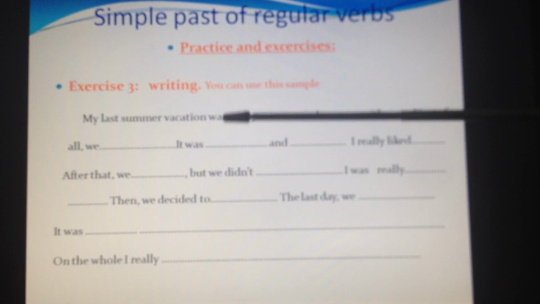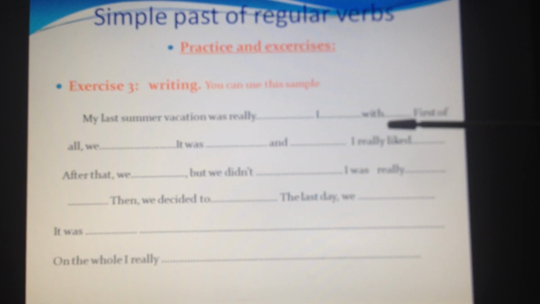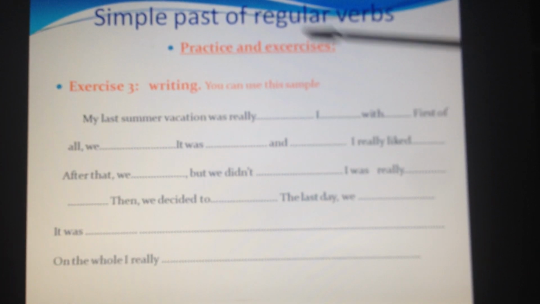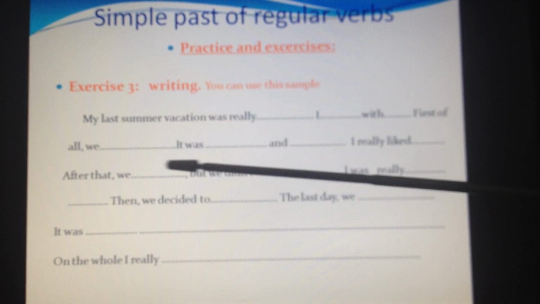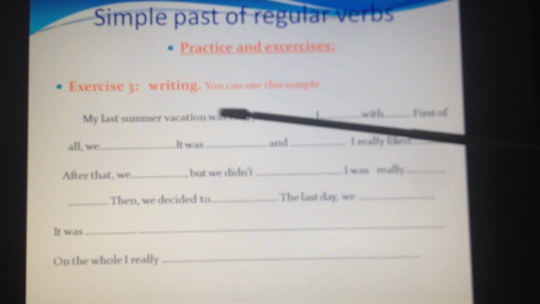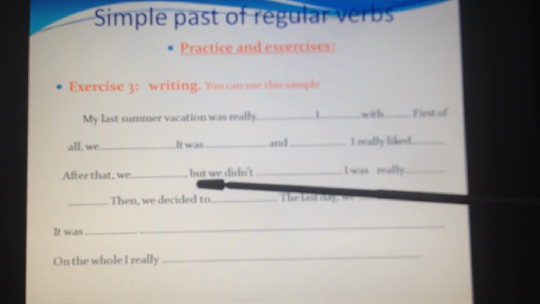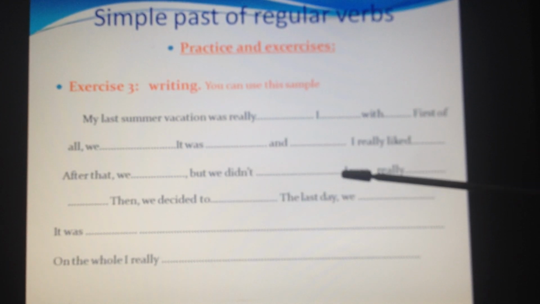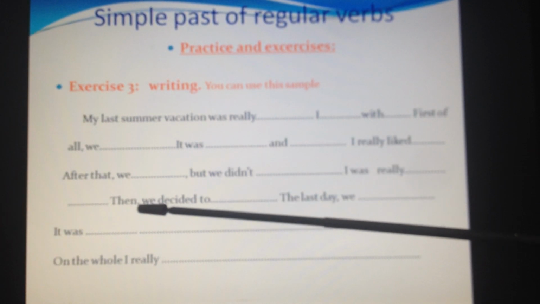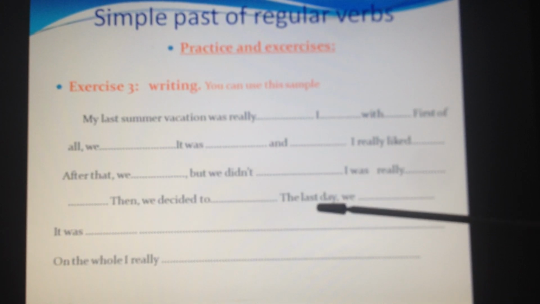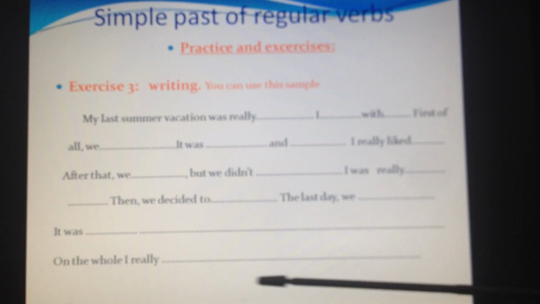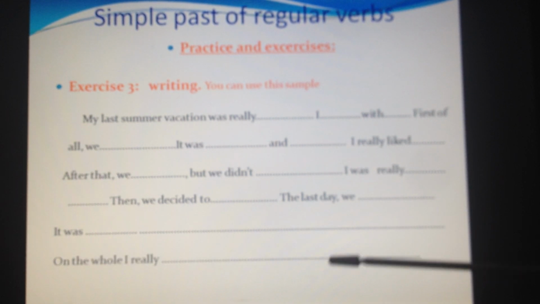My last summer holiday was really, with my friends, my family. First of all, what did you do first? It was, how was it? Really liked, what did you like? After that. So try to use these kind of connectors. But we didn't, things you didn't do. I was really, describe your feeling. Then, after that, what are things that you did, activities, places you visited, maybe the last day, what did you do in the last day, and finish with a general conclusion. On the whole, my last summer holiday was, etc., etc.